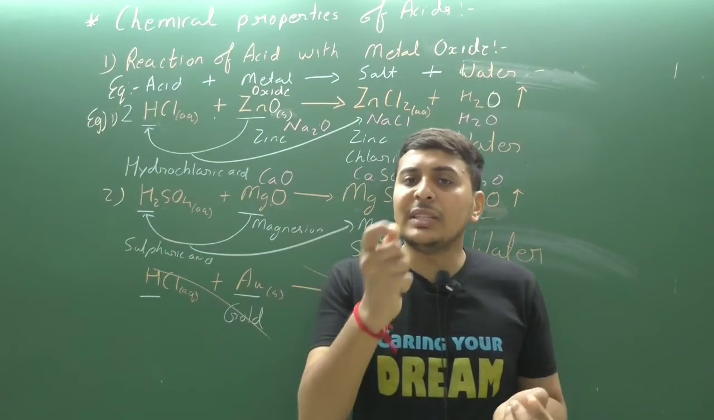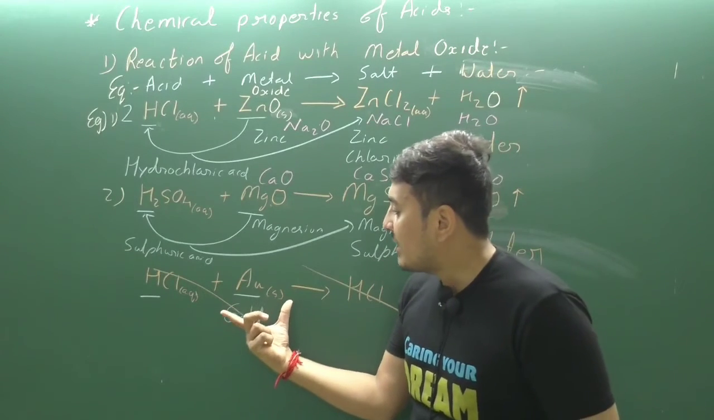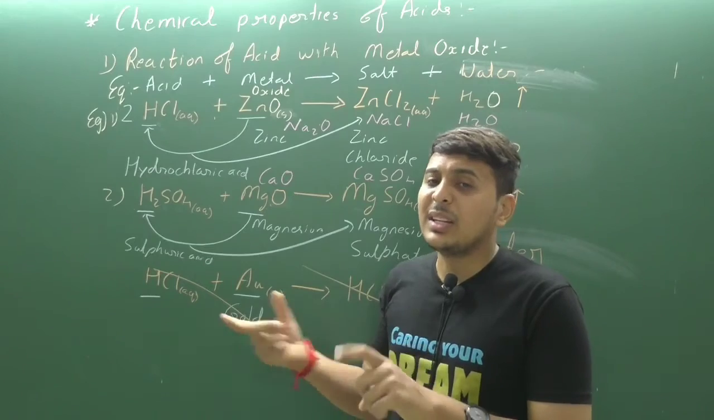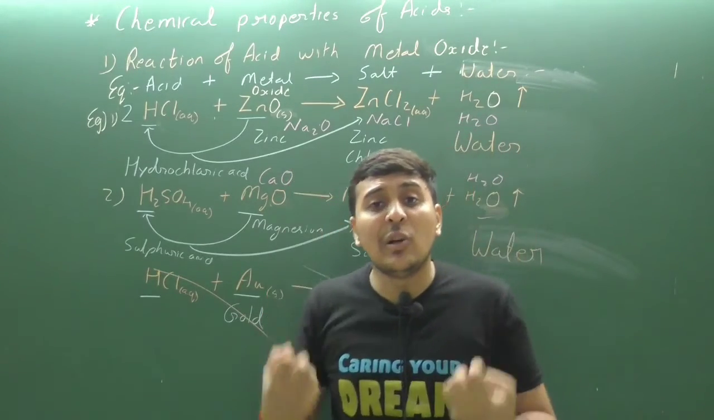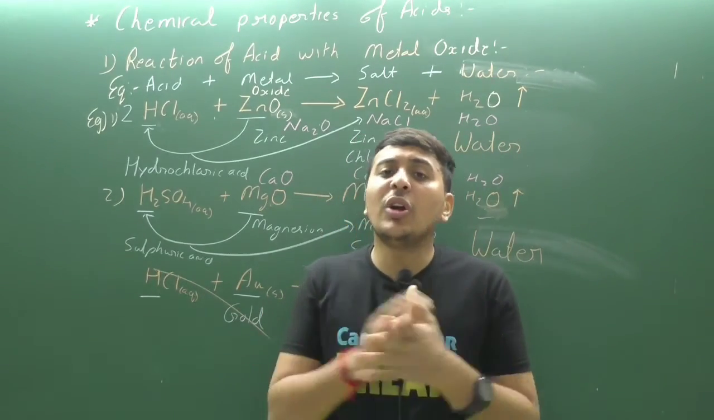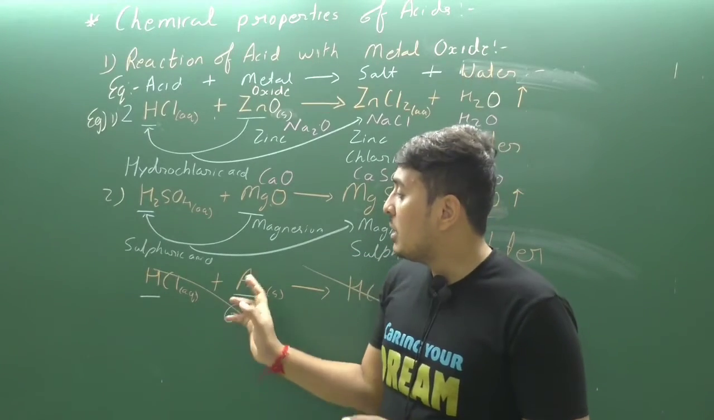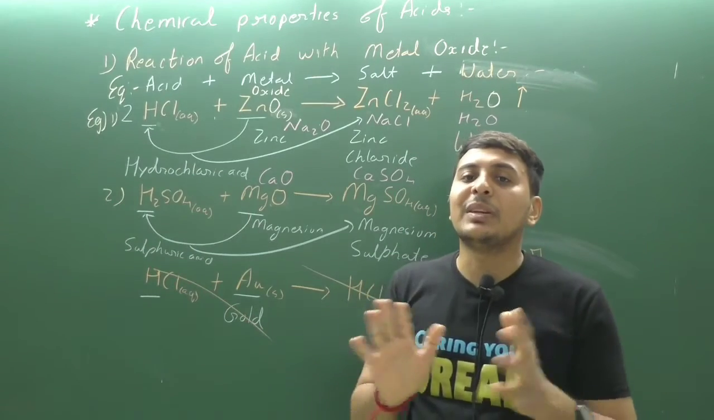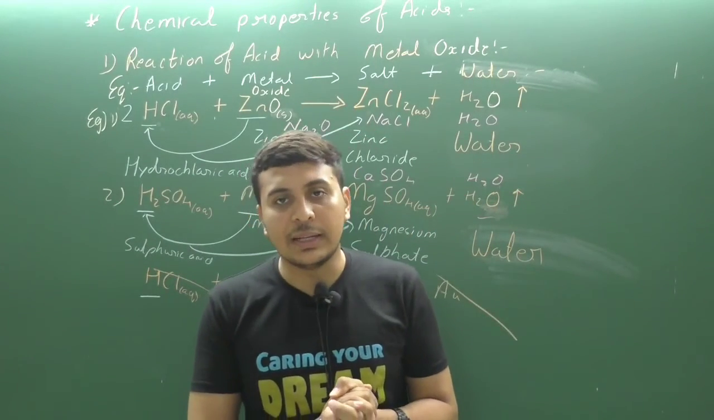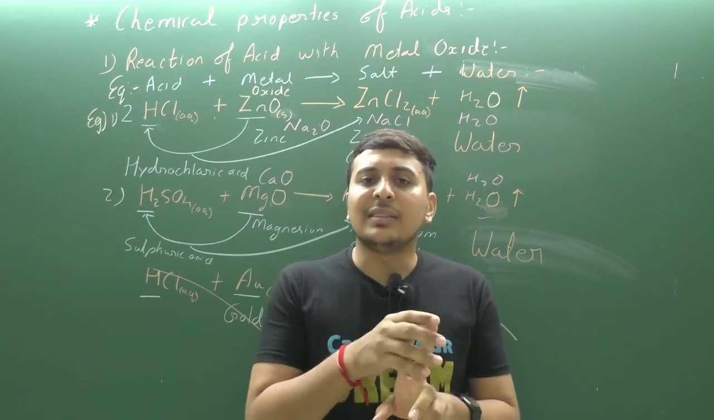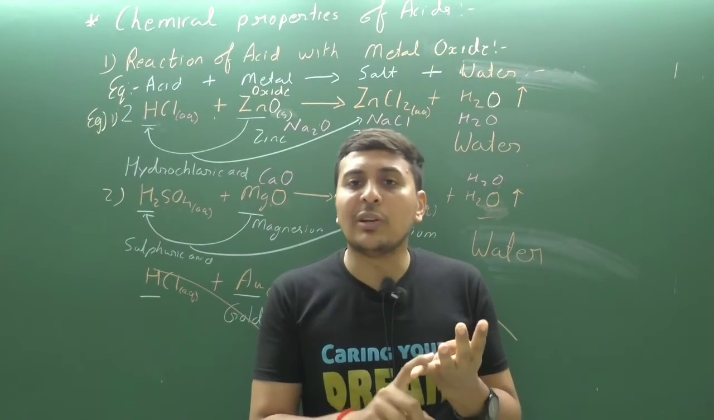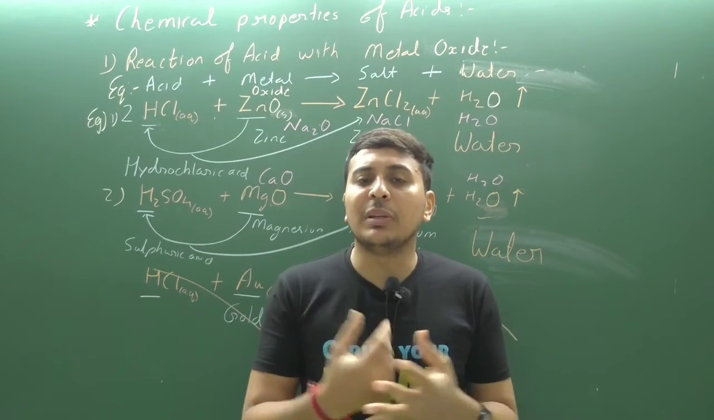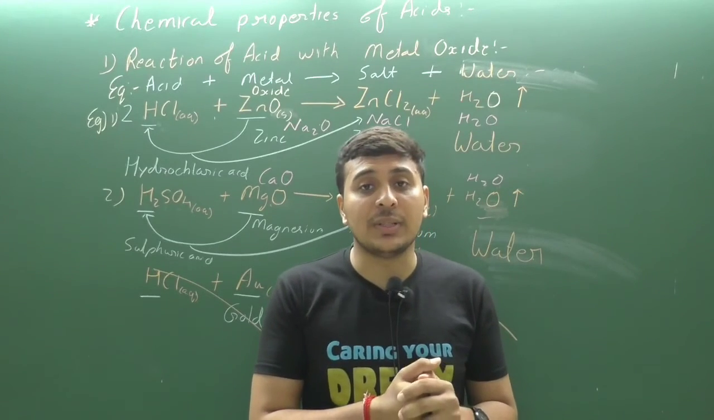Clear? But just accept the exceptions. You should not use the exceptions, that is silver and gold. Why? Because they are very low reactive elements. They do not react with acid. Why? Because they are less reactive than hydrogen, so they cannot take the place of hydrogen. The displacement reaction is not possible. Clear? And what are those exceptions? That is silver, gold, mercury. You can also include copper, platinum.